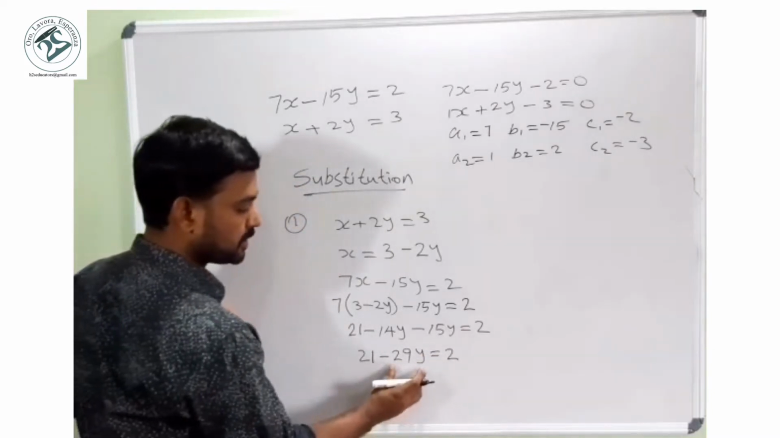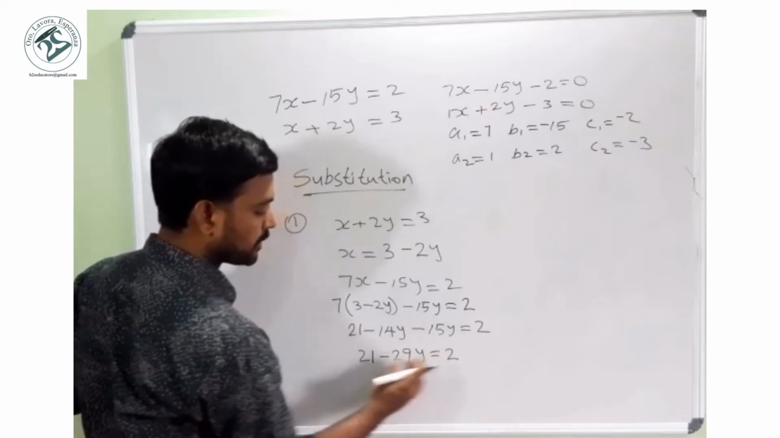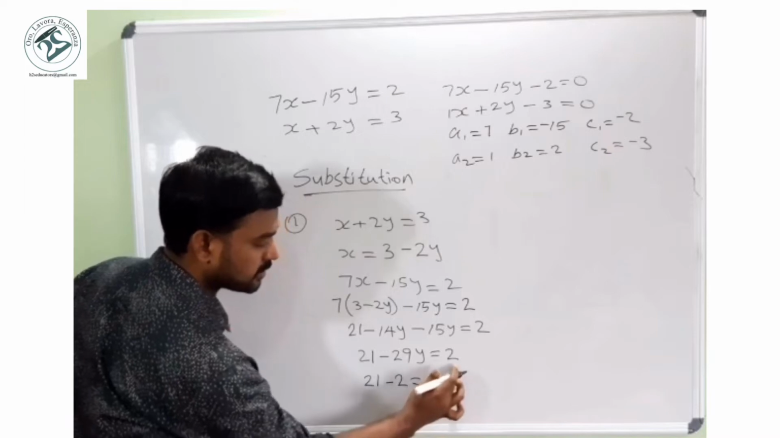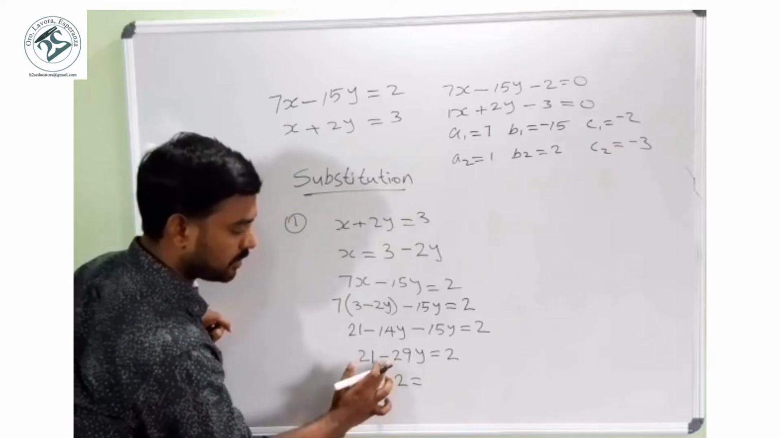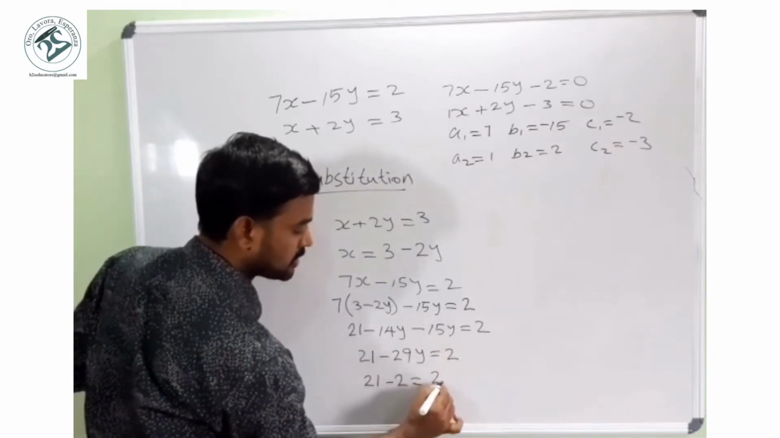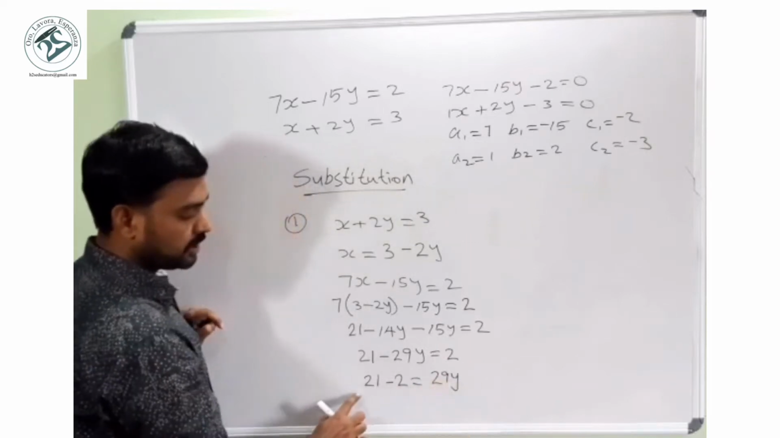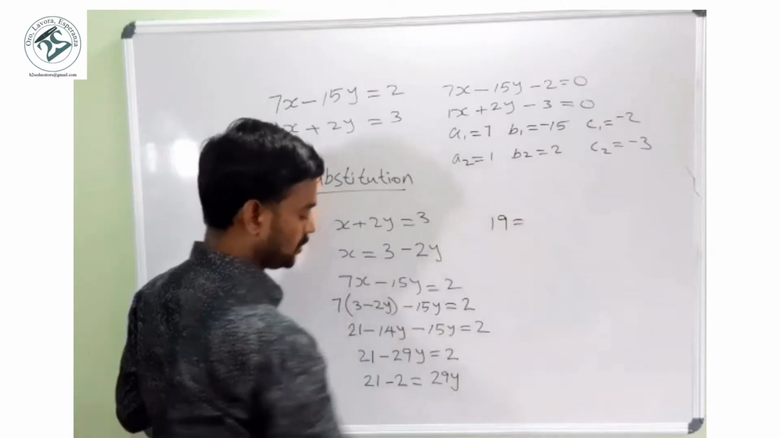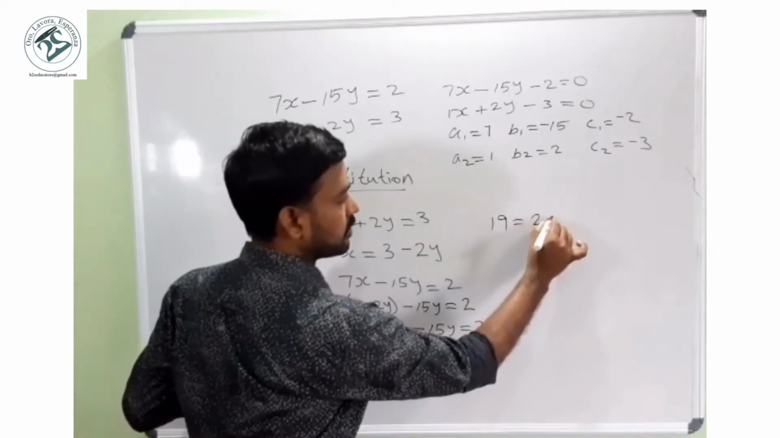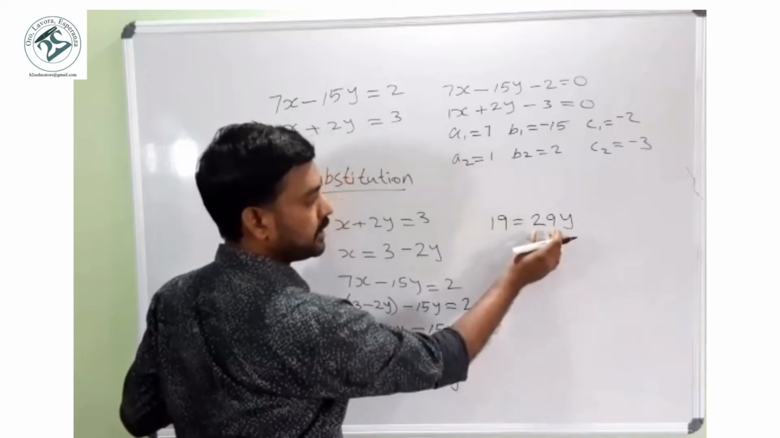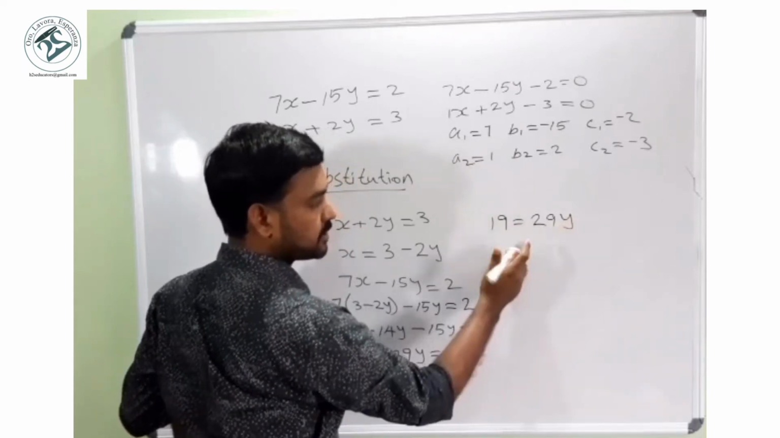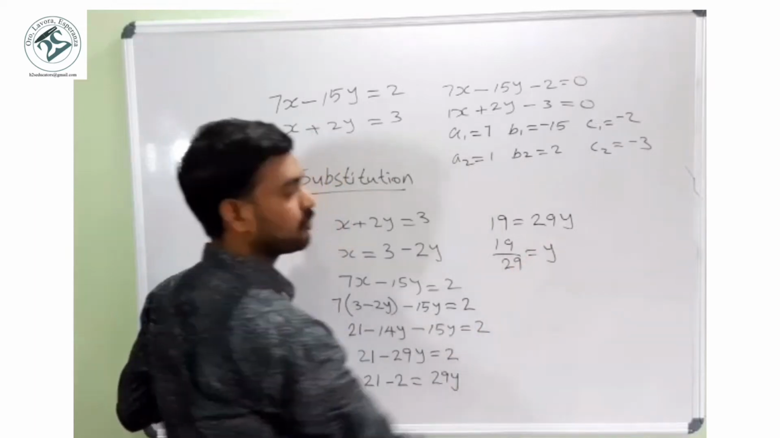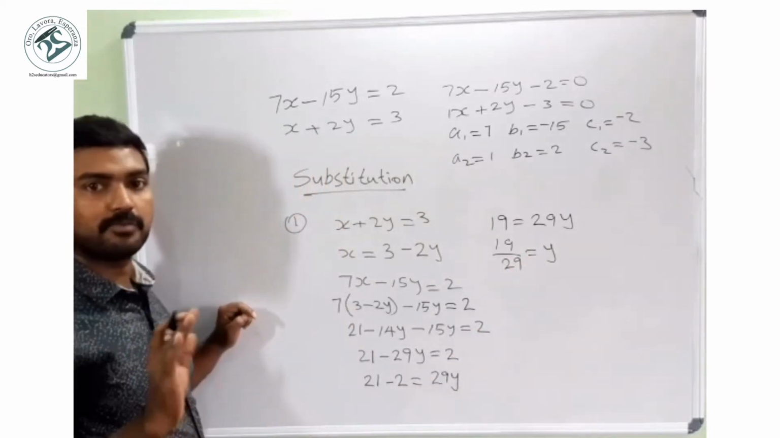Now this minus 29y is transposed to the right side, and this 2 is brought to the left side. So we get 21 minus 2. This plus term brought to the left side will be minus. This minus term transposed to the right side will be plus 29y. 21 minus 2, we know, is 19. So 19 is equal to 29y. Now this 29 is multiplying with y, so bringing it to this side, you will get 19 divided by 29, which is equal to y. So we got the value of one variable, y.